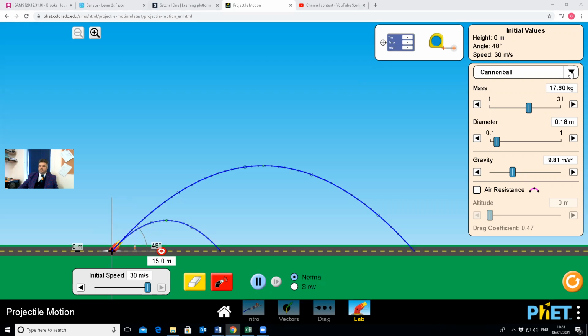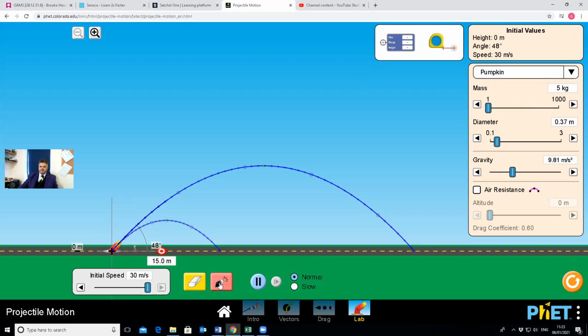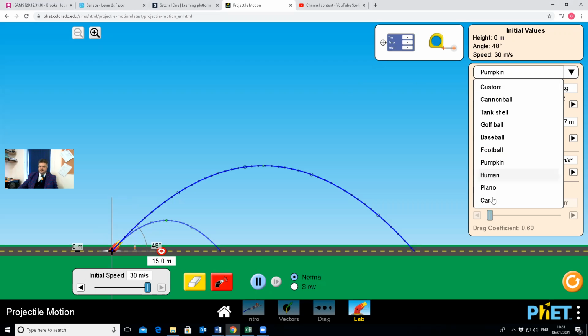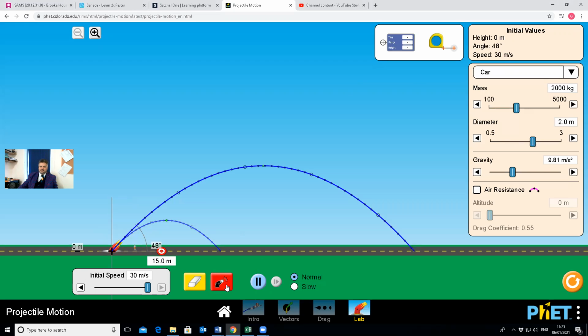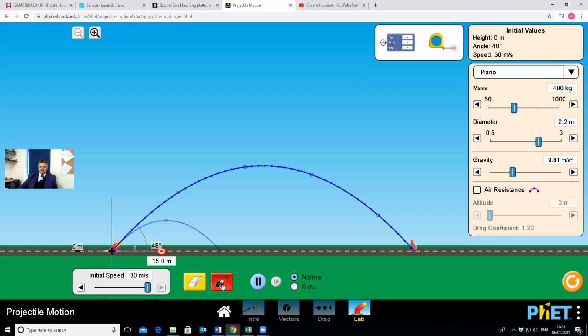the thing to remember is that it doesn't matter what the object is when we've not got any air resistance. So over here I've got a cannonball. It could be a pumpkin. It follows exactly the same path. It could be a car, or a piano. It follows the same path, so it doesn't matter what it is on this first experiment.